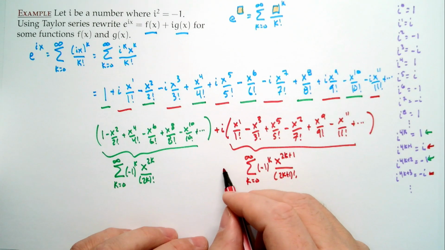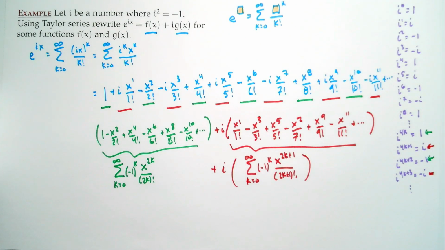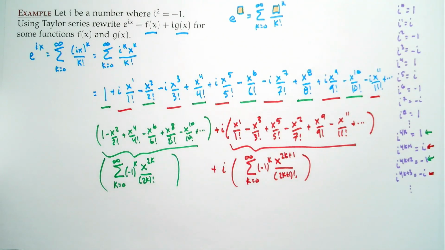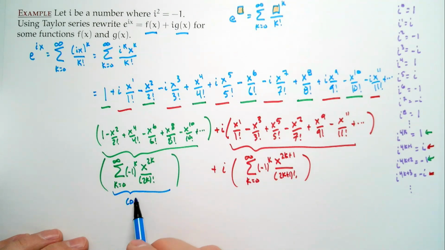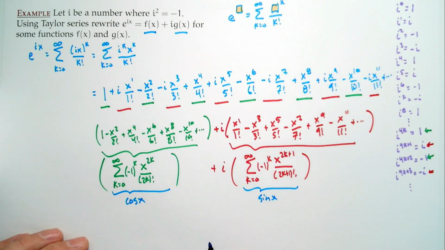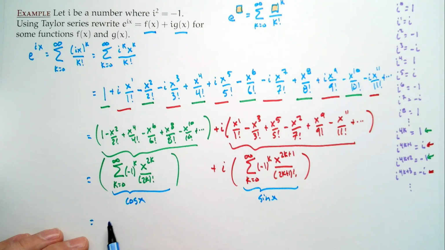So there's an i out here in front, and then we have this part over here. And now this is our chance to say, have we seen anything like this before? And boy, I hope so. This first piece is the cosine, and this second piece is the sine. So what we end up with is cosine of x plus i sine of x.